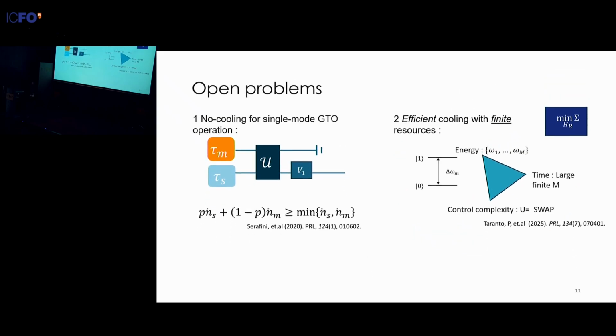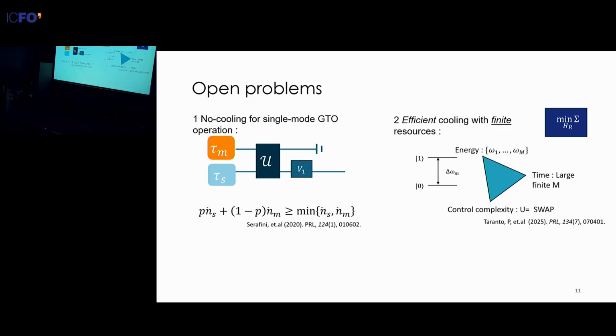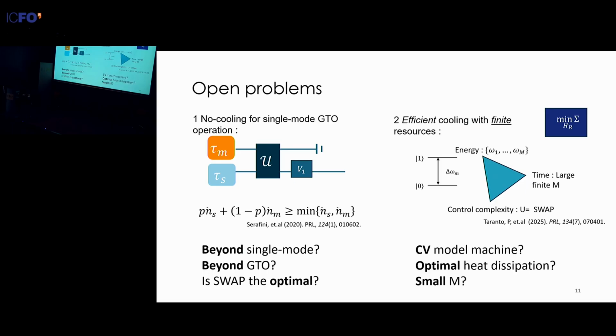Okay, so the open problems are these. For the first case, the cooling limit, we actually don't know whether these results extend beyond single mode and beyond Gaussian thermal operations. We also don't know whether swap is optimal in these conditions. And for the second part, most of the work has been done for discrete variable models, and we would like to extend this to continuous variable models.